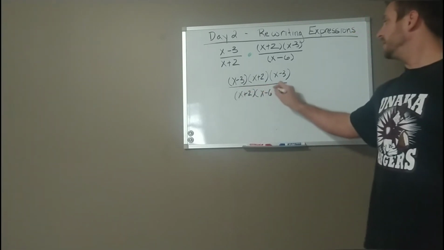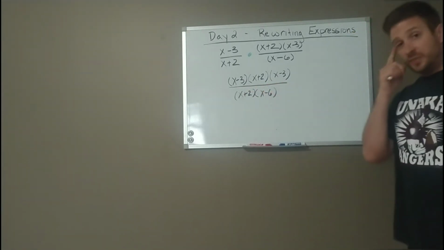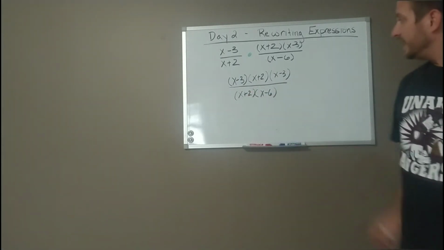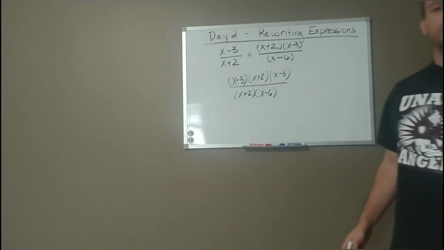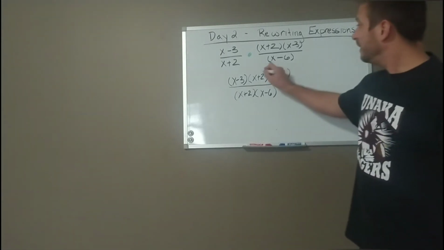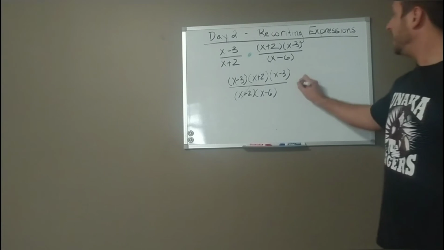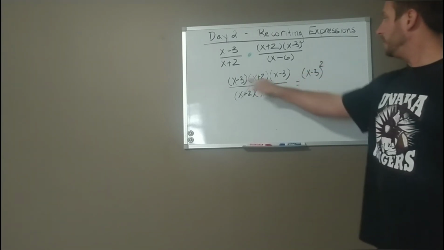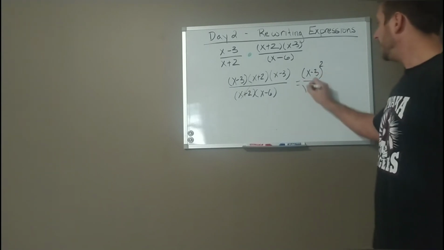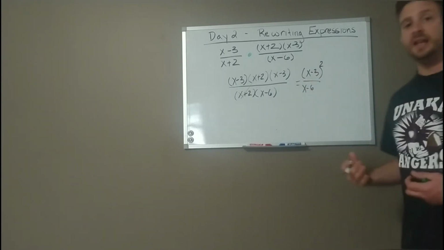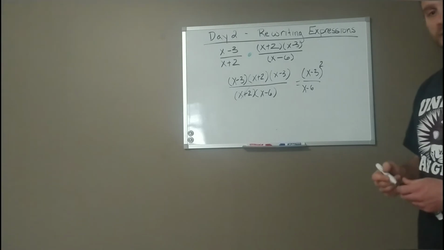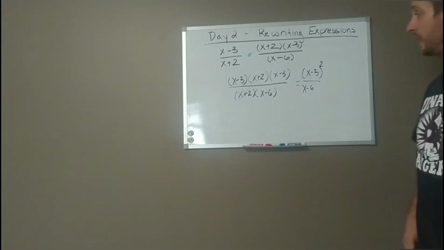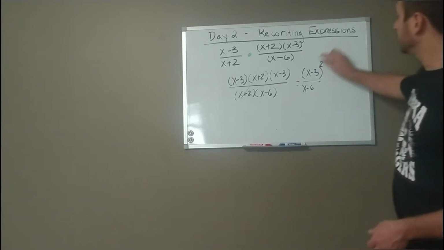times x minus 6. Again, at this point, we need to identify our restrictions on the domain. X can't be -2, x can't be +6, and now we cancel one more time. The x plus 2's will cancel, and we're left with x minus 3 squared all over x minus 6. And now we've simplified our expression. So multiplication is pretty easy. Top times top, bottom times bottom, just put them together straight across.